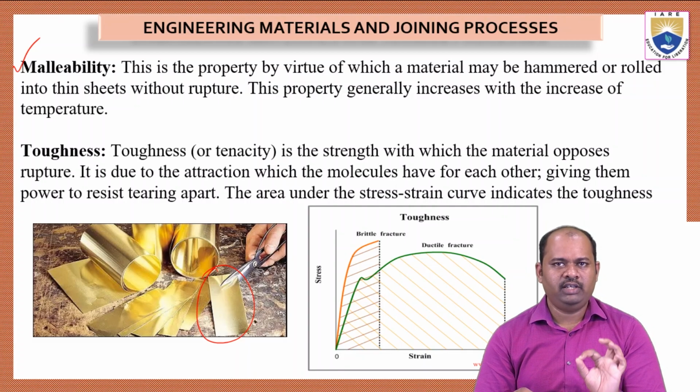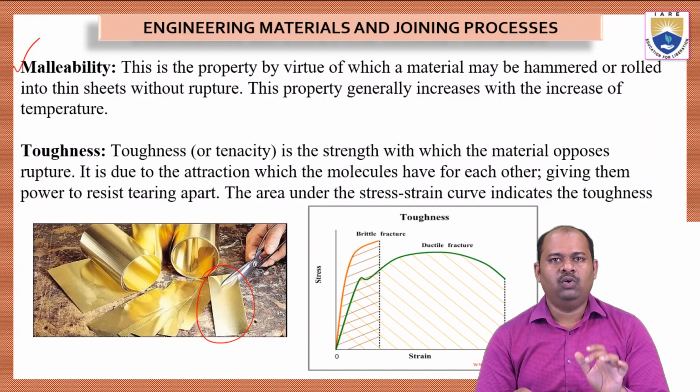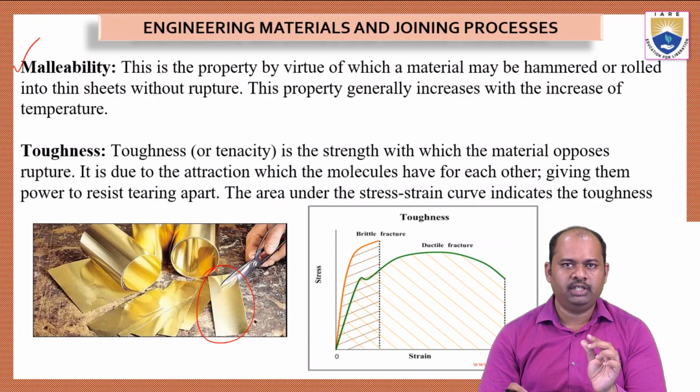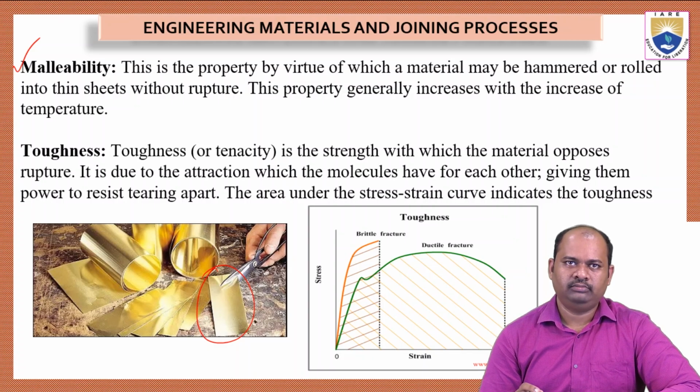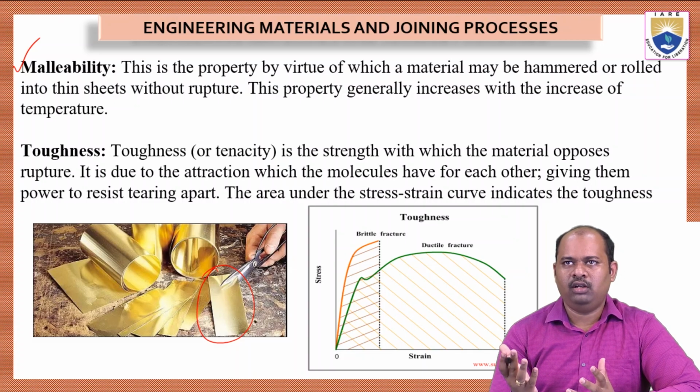Okay, gold is a very malleable metal, because of which the gold can be converted or turned into very small objects with very intricate designs. So because of this malleability property, the gold can be converted into sheets or small objects.